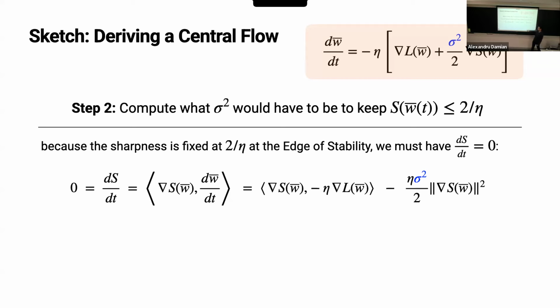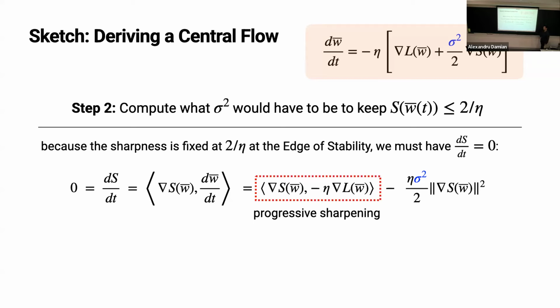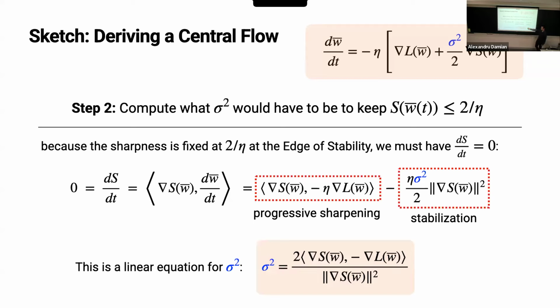Now, if this quantity is 0, this is just a linear equation for sigma squared, and we can solve for it. So these two terms actually have some simple interpretations. This first term is if sigma squared was 0, and this tells us how fast the top eigenvalue is increasing if we weren't oscillating. So how fast are we entering this red region in the 3D animation? The second term is telling us if we oscillate with variance sigma squared, how fast is the sharpness going down? How aggressively is it pushing us back? And it's just saying that the oscillations are going to stabilize at some value where these two terms balance. And you can just solve for it and you get some value for sigma squared.